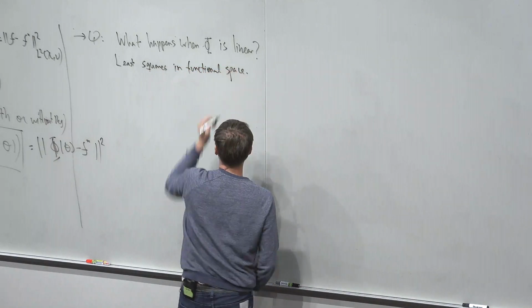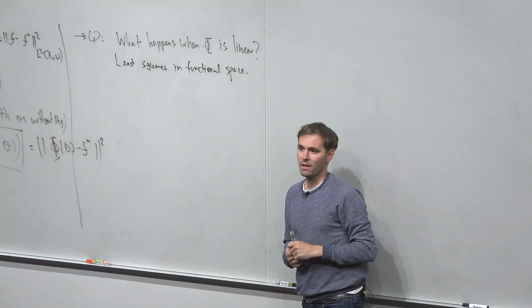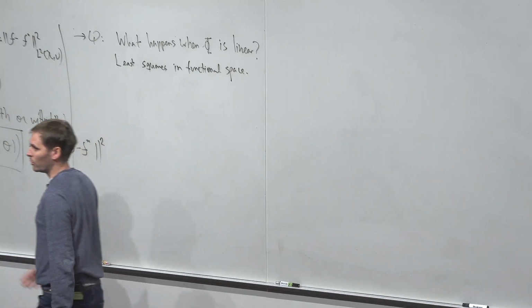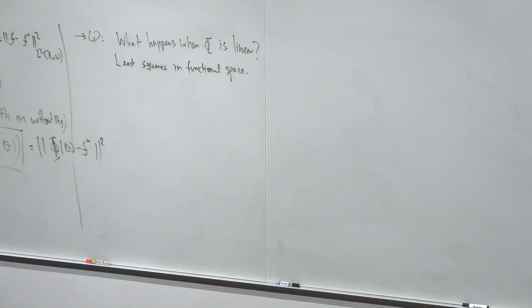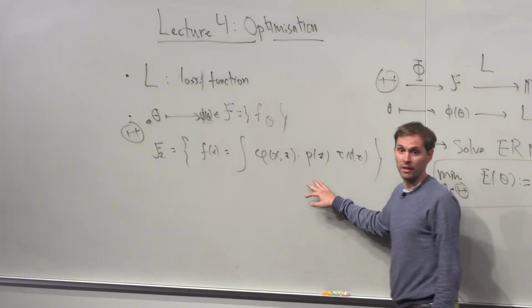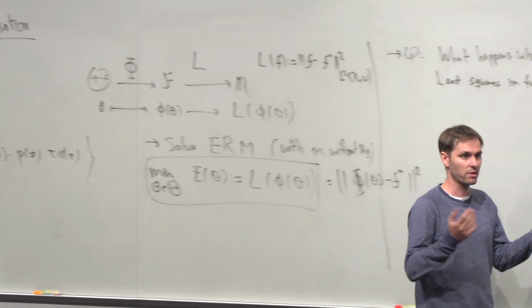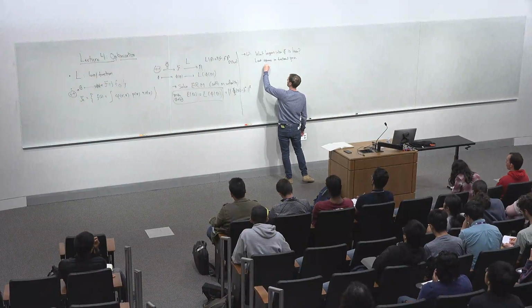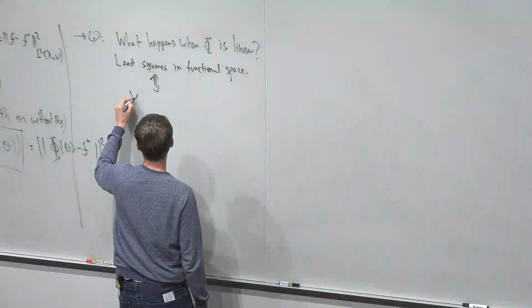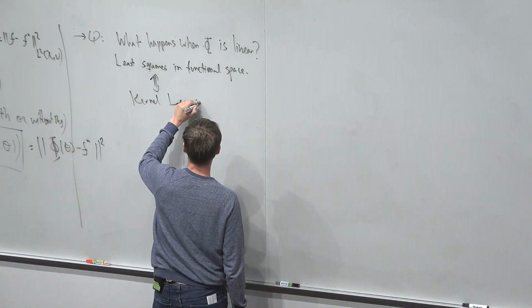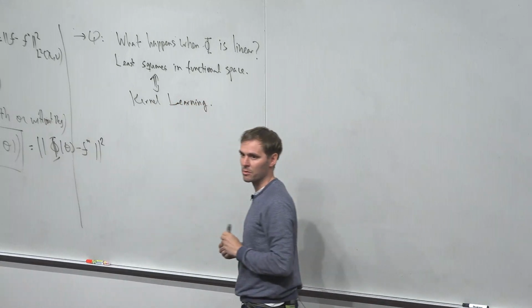So least squares in functional space is, in fact, directly related to learning in the functional space that we described yesterday, which gives the Hilbert structure. Doing least squares in function space is equivalent to doing what's called kernel learning, as we saw yesterday.